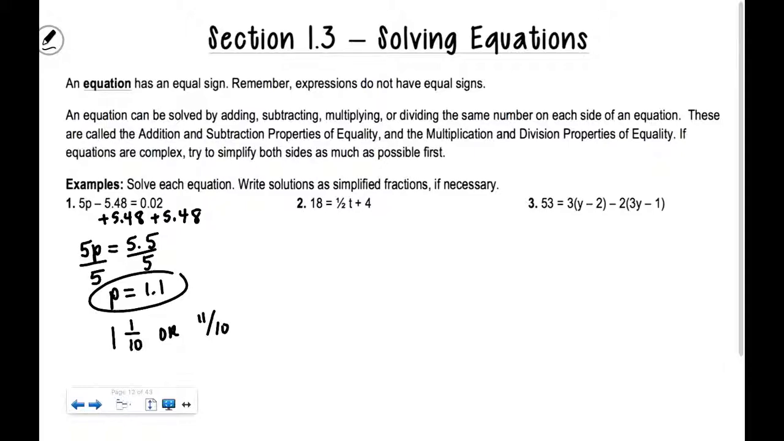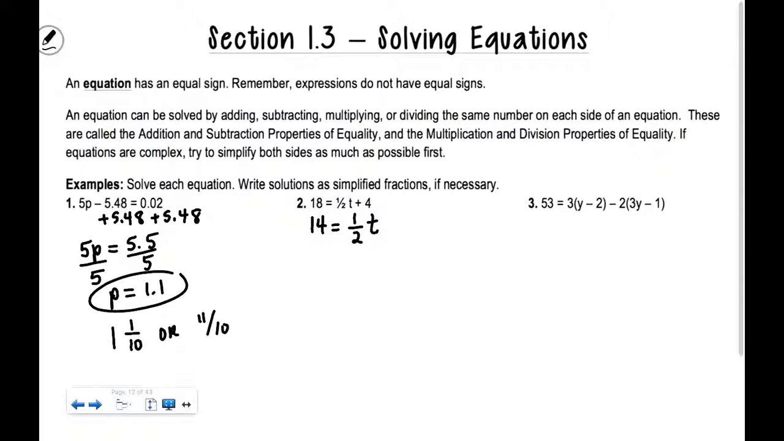All right, the next one: 18 equals 1/2 t plus 4. Don't you guys hate when your math teacher uses t's? I always do a little curly Q on the bottom. So I'm going to subtract the 4 and I get 14 equals 1/2 t. See how I draw my t's? They don't look like pluses.